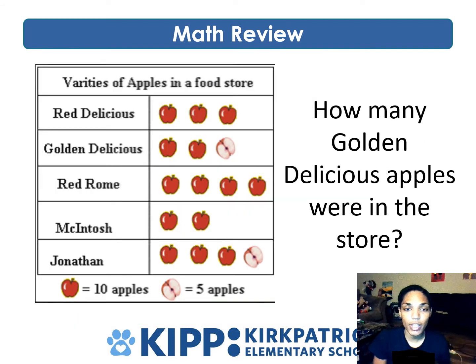All right, so on this one, again, you want to read the title first, get to know what the graph is about. Varieties of apples in a food store. And then you read your categories: Red Delicious, Golden Delicious, Red Rome, McIntosh, and Jonathan. So it sounds like those are the different kinds of apples. And then we see the symbol they used is an apple in all of the items.